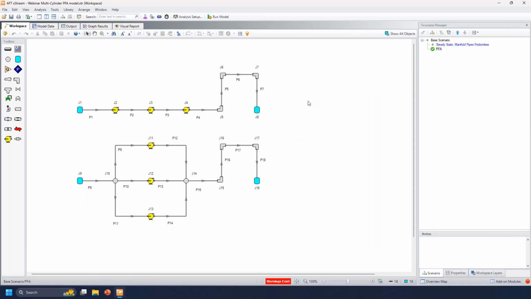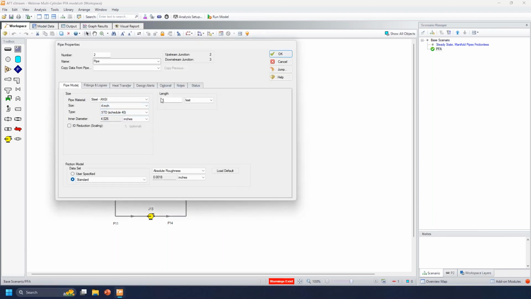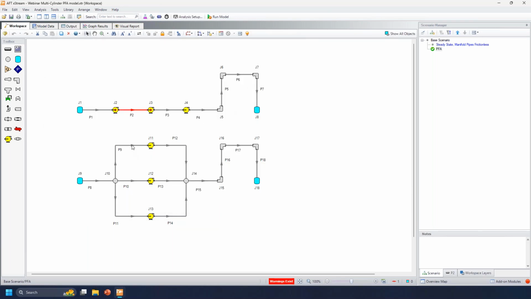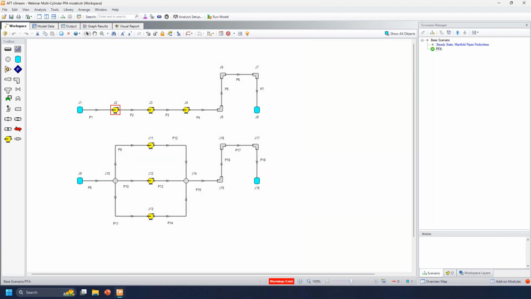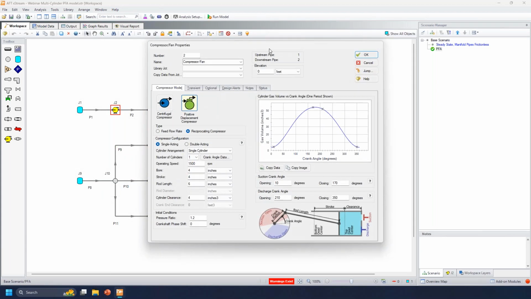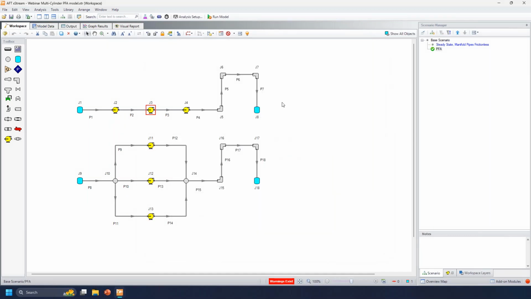Okay, so I've set up the model here. So these new pipes in between, they all have a length of 1 foot, diameter of 4 inches. And that's the case down here in the parallel submodel as well. So if we look at this one, the pressure ratio has been dropped to 1.2. And we've changed the discharge crank angle accordingly. Other than that, this one is still the same as the single cylinder.